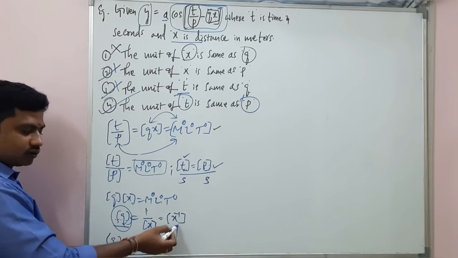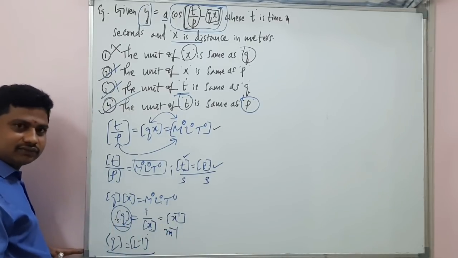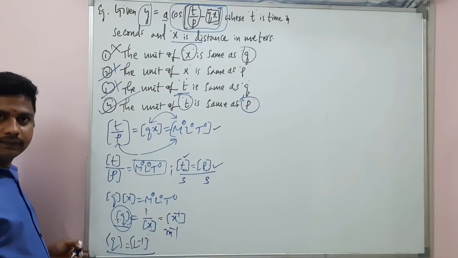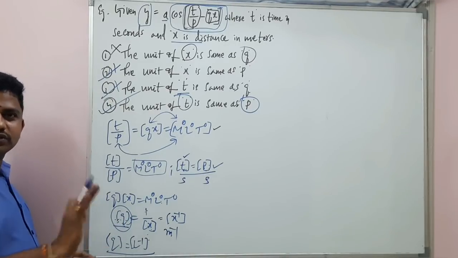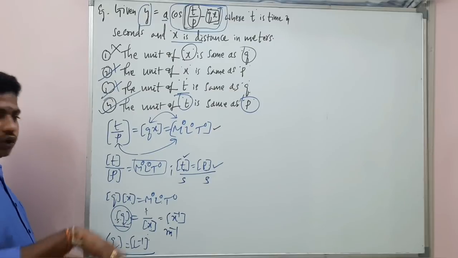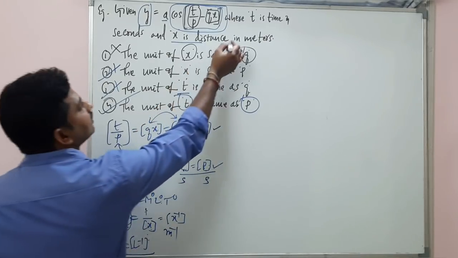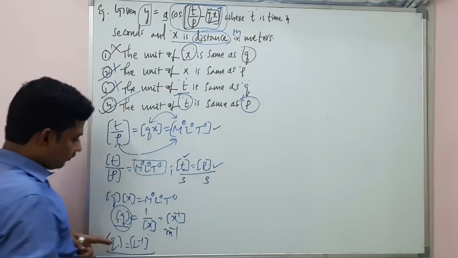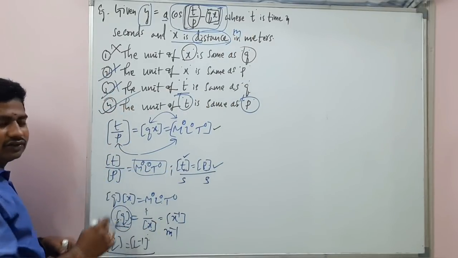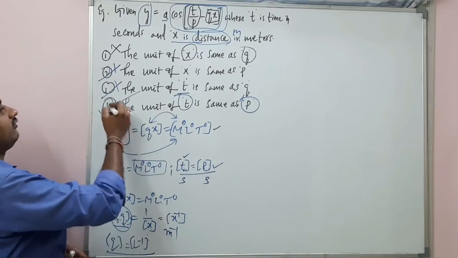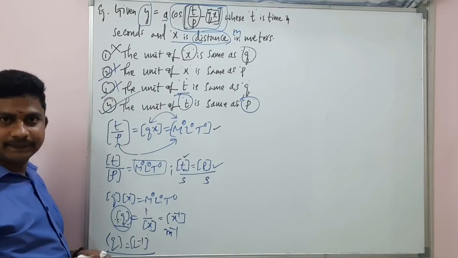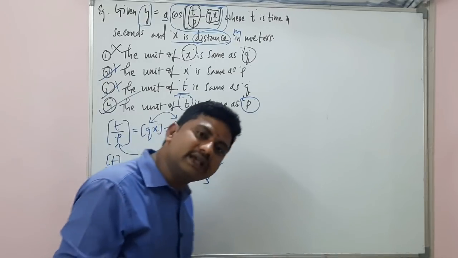Units of q is what? Meter inverse. Units of q is not just meter, it is meter inverse. Units of q is different and units of x is different. Units of x is meter, but we have got units of q is meter inverse. So that is why fourth option is correct. This way questions will be asked.